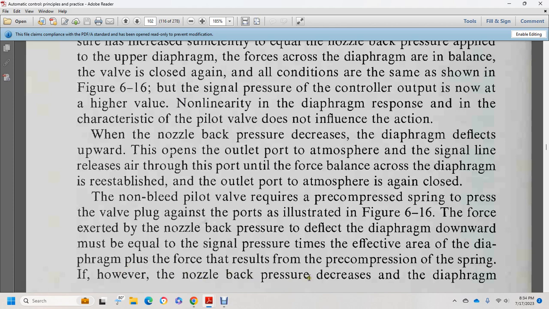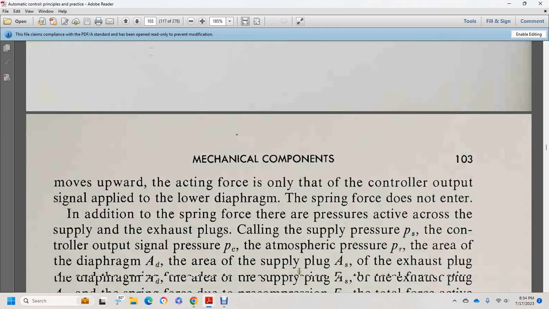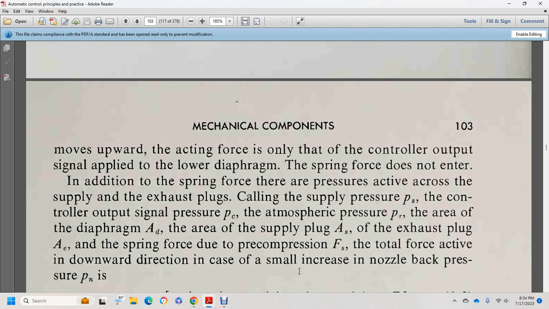With the nozzle back pressure decreased, the diaphragm then moves upward, acted on by force from only the controller output signal applied to the lower diaphragm. Spring force does not enter here, with the supply and exhaust plugs acting against supply pressure PS and controller output signal PC.